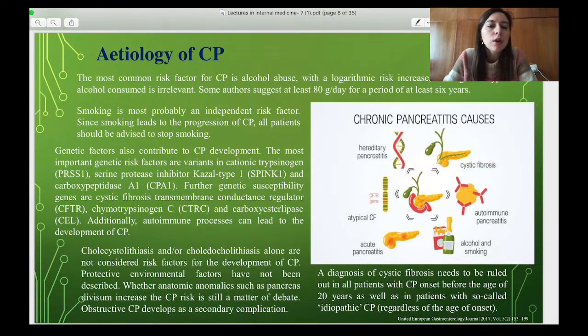Obstructive pancreatitis develops as a secondary complication. A diagnosis of cystic fibrosis needs to be ruled out in all patients with pancreatitis onset before the age of 20 years, as well as patients with so-called idiopathic pancreatitis.